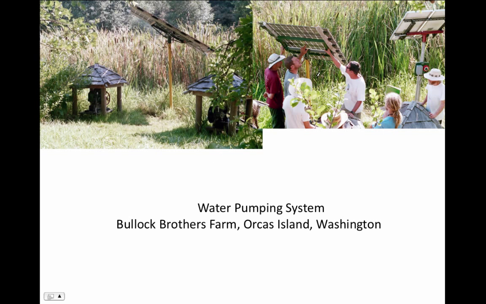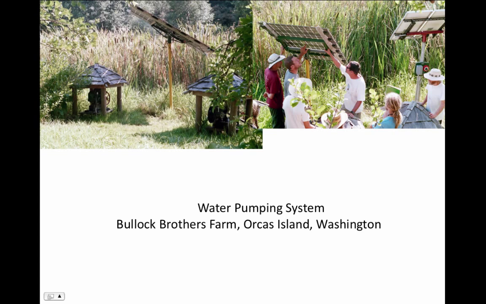And here's a system, this is me, that I put together for the Bullock brothers up on Orcas Island. The climate there is such that for a couple of months in the summer, it basically doesn't rain at all. So watering their extensive permaculture plantings is really important. They have a big marsh and lots of water, but they have a hillside that goes up 70 feet behind them that all has to be watered.